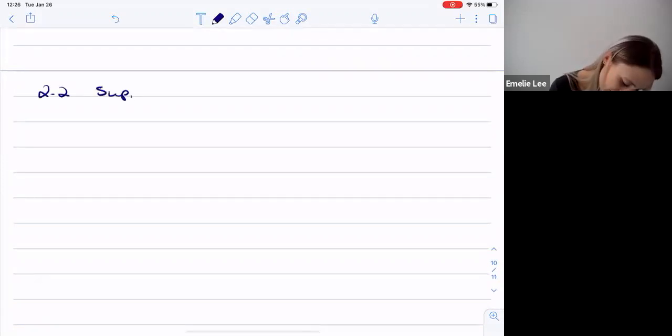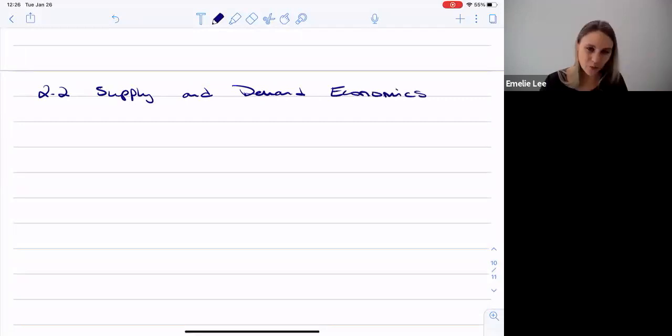So supply and demand economics, section 2.2 is on supply and demand economics. What I will say is I am not the person to teach you about supply and demand economics. If the supply goes up, what happens to the demand, blah, blah, blah. Those word problems never really make sense to me. And there are problems in the textbook that you can work through to try, but it's not something that I'm going to test you on. But I will test you on finding the point of equilibrium.